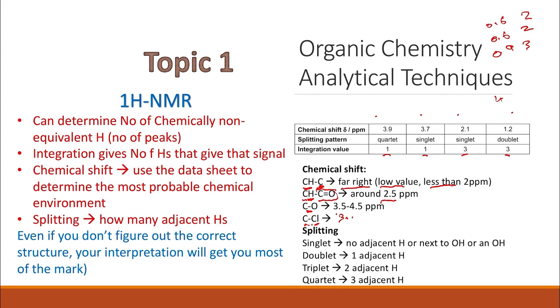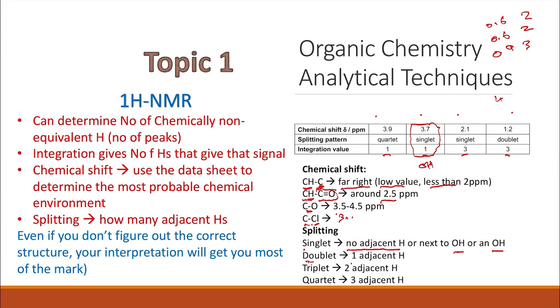The splitting pattern is very important to determine the number of hydrogens on adjacent carbons. So if it's a singlet, that means there is no adjacent hydrogen, or it could be next to an OH, or it could be an OH itself, like this one. For example, in this compound here, we have this one at 3.7, a singlet, one proton. This was for an OH.